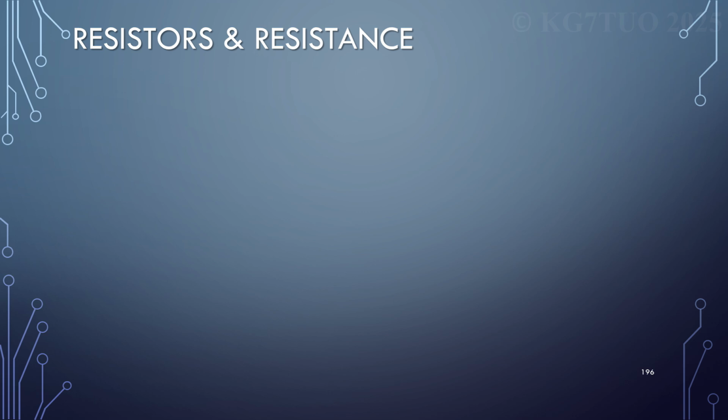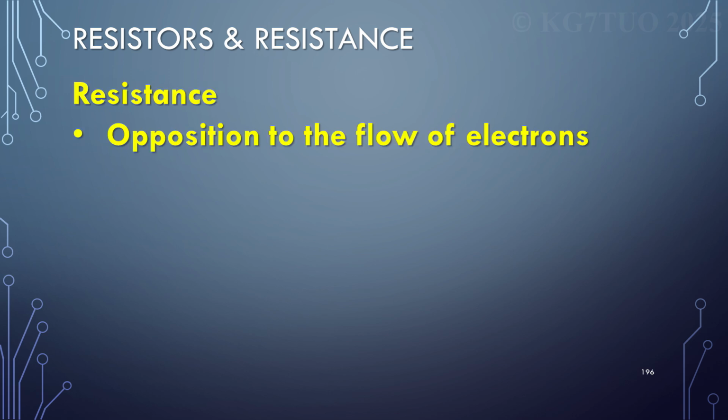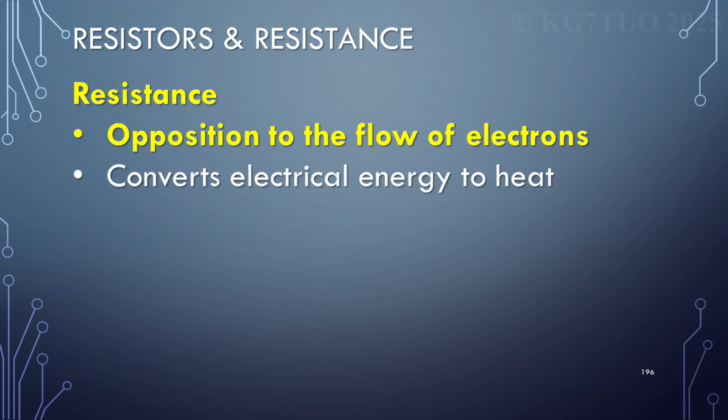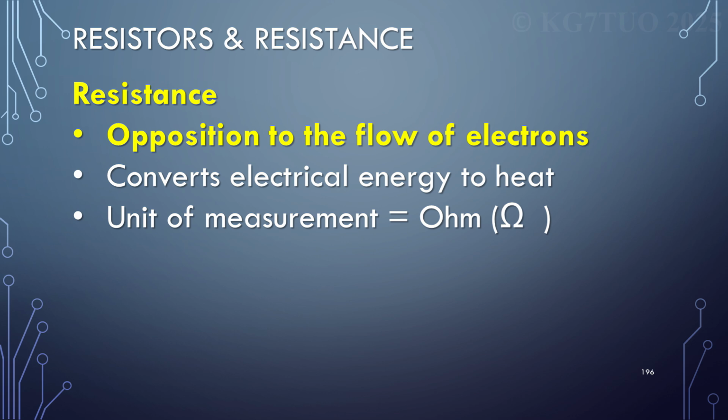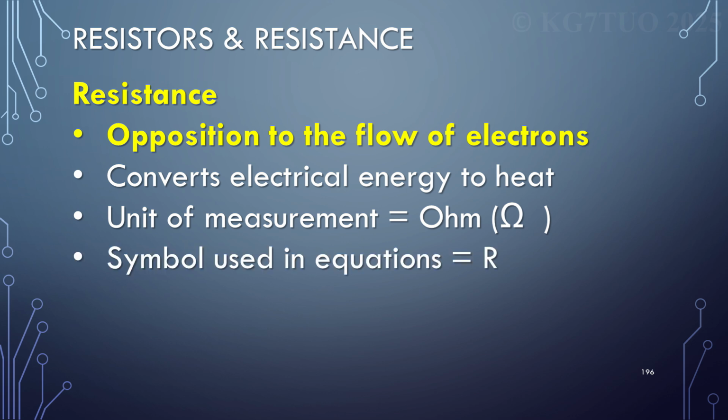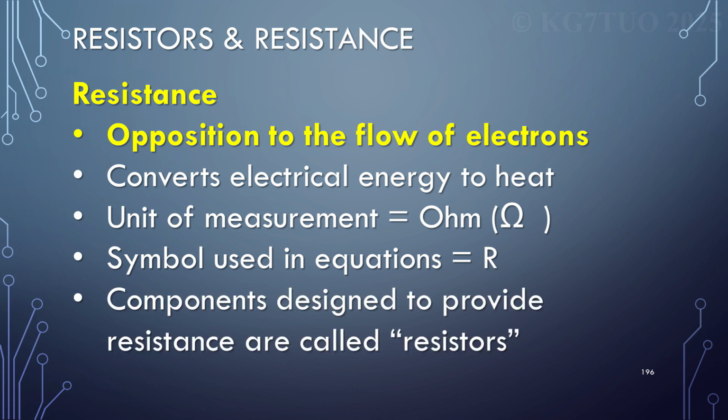Resistors and resistance. Resistance is the opposition to the flow of electrons. It converts electrical energy to heat. So when you plug in your little space heater, a coil of wire that you can see glowing on some of them, that's just a big resistor generating heat. The unit of measurement is, what do you know, an ohm. The symbol used is R. And the components that are designed to provide resistance are called resistors.